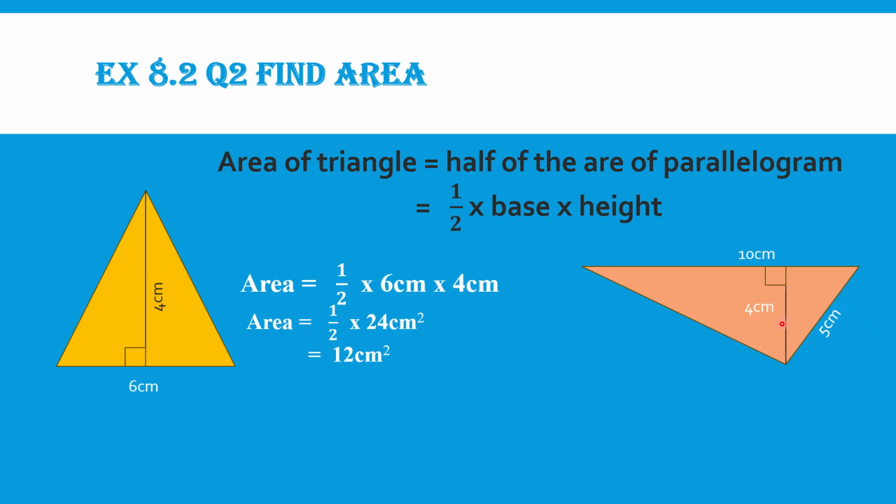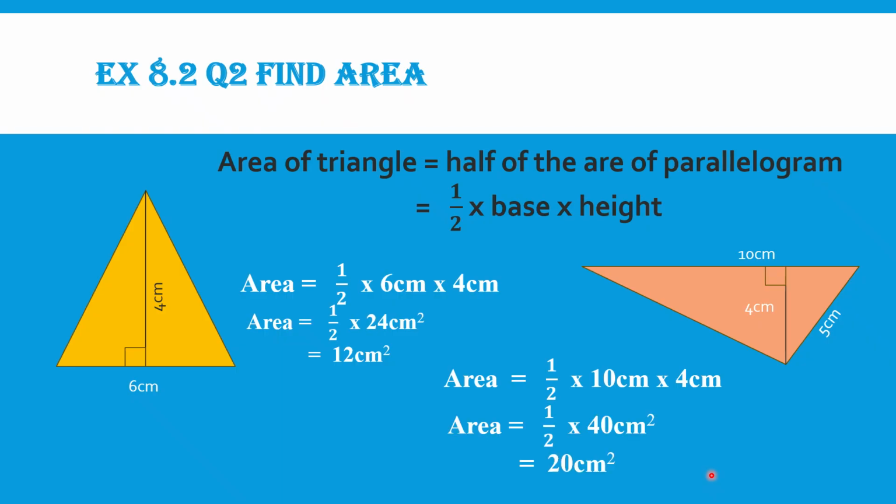Here, this 5 centimeter is of no use because we need only the base and the height. So you need not take this measurement into consideration. Now let's put the values into the formula, that is 1 by 2 into base into height. Base is 10 centimeter and 4 centimeter is the height or altitude, and the final answer is 20 centimeter square.